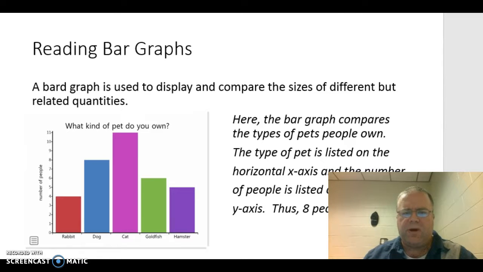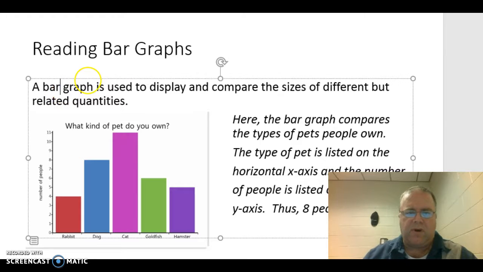So first we'll talk about the bar graphs. Bar graphs are used to display and compare the sizes of different but related quantities. As you can see here, we have the different types of animals that people have, and then the number of people that own them. So if I was going to say how many people owned dogs, I would go to dogs, see how tall my bar is. It corresponds with the number 8 there. So I could easily say 8 people out of the people that we surveyed owned a dog.